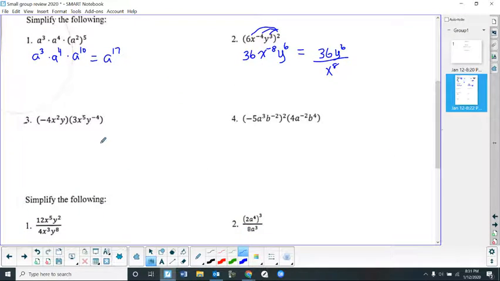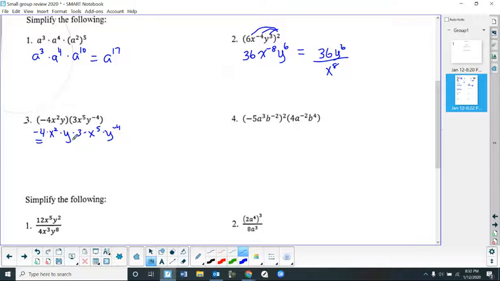Okay, number 3 might have tripped you up just a little bit because it has all these parentheses. What I look for is an exponent out here that needs shared first. Like in number 4, we're going to have to share this 2 first. But in number 3, I don't have anything that's shared. So basically, everything's just being multiplied. You can think of this as negative 4 times x squared times y times 3 times x to the 5th times y to the negative 4th.